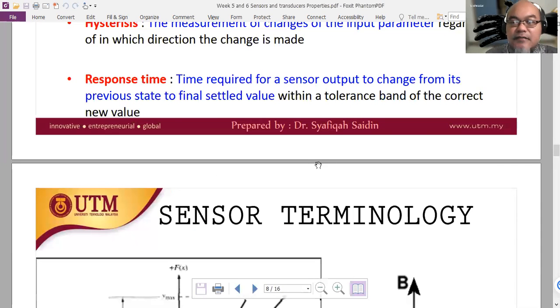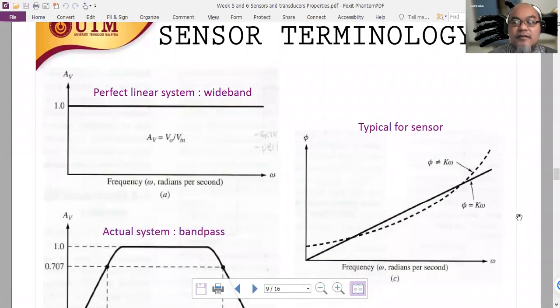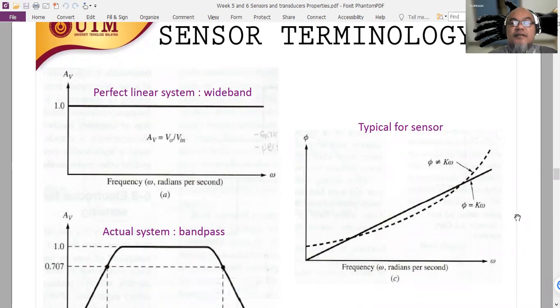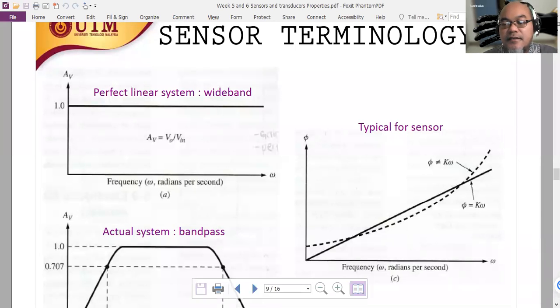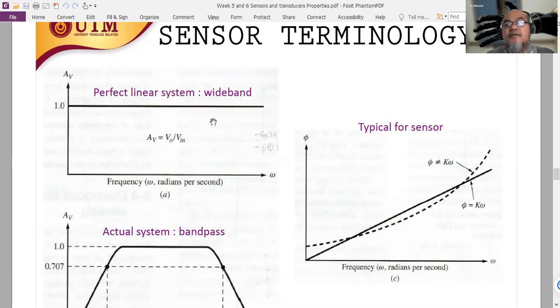So besides this static characteristic, we also know the dynamic characteristic. The static one is the steady state characteristic of a sensor. The dynamic one is how the sensor responds to stimuli having different frequencies. A perfect linear system will have a wideband response like this. It means whether the stimulus is very slow, where the changes are not that frequent, where omega, the frequency of the signal, is very small, or even a DC signal.